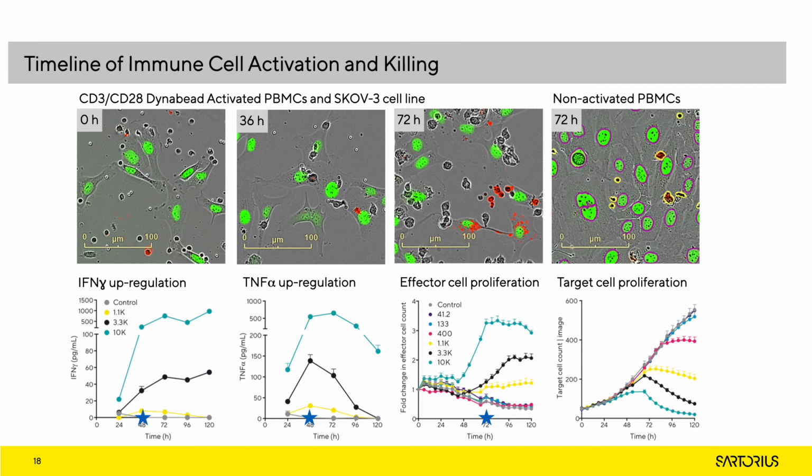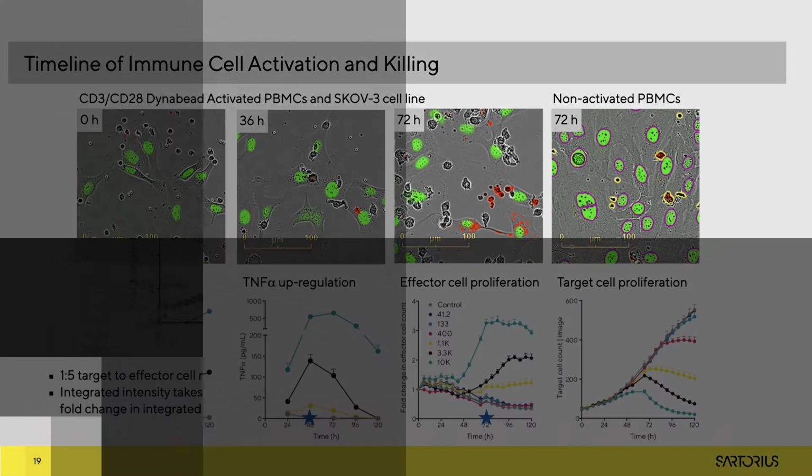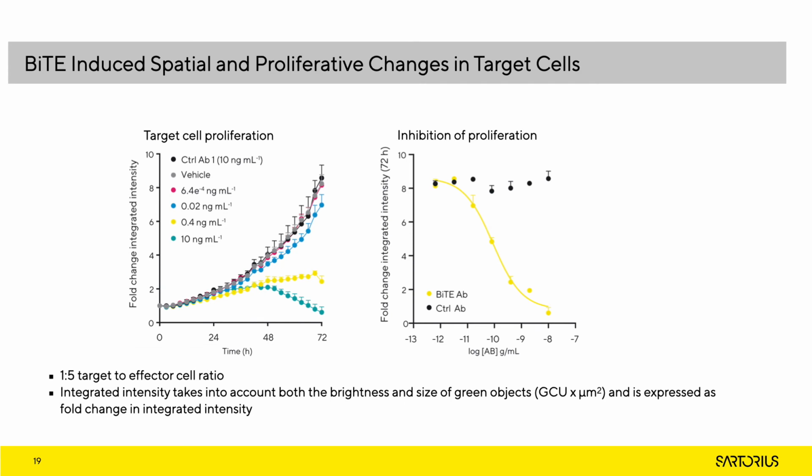This then gives a more informed picture of how activation and immune cell-mediated killing come about, and shows that this is not an instant process and one that occurs over time with multiple signals converging, all of which need to be taken into account. We then went on to characterize a CD3-CD19 BiTE antibody, which is a therapeutically relevant class of antibodies.